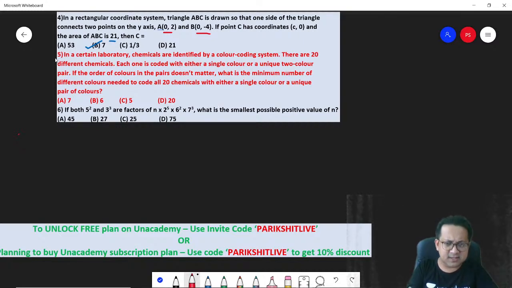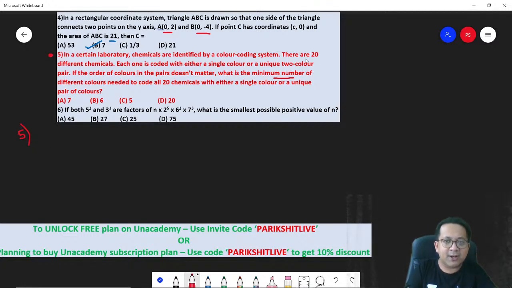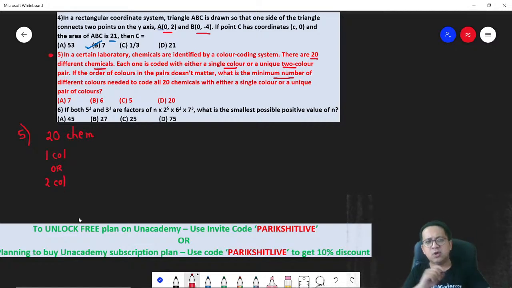Fine. So I think this is the best way of solving such questions, right? They are saying minimum number. So the question can become really difficult if you try to solve without the options. But remember, NMAT always has the options. So the best way to determine such questions is using the answer options. Remember, there are 20 chemicals. So take a note of what is given to you. 20 chemicals are there, right? And you need to code each of them either with a single color or a unique two-color pair. Correct? 20 chemicals. Either you code them with a single color or with two colors.